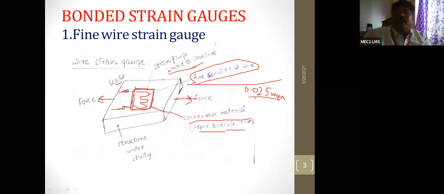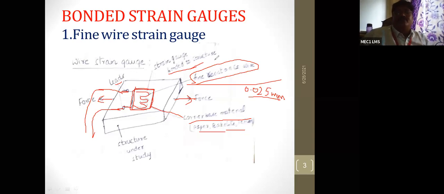When the force is applied, there will be a change in the resistance of the wire. These leads we connect to one of the resistors of the Wheatstone bridge, so the change in resistance leads to a change in the galvanometer reading. This galvanometer reading is proportional to the strain developed in the structure or body. It's very simple. All strain gauges work on this principle.